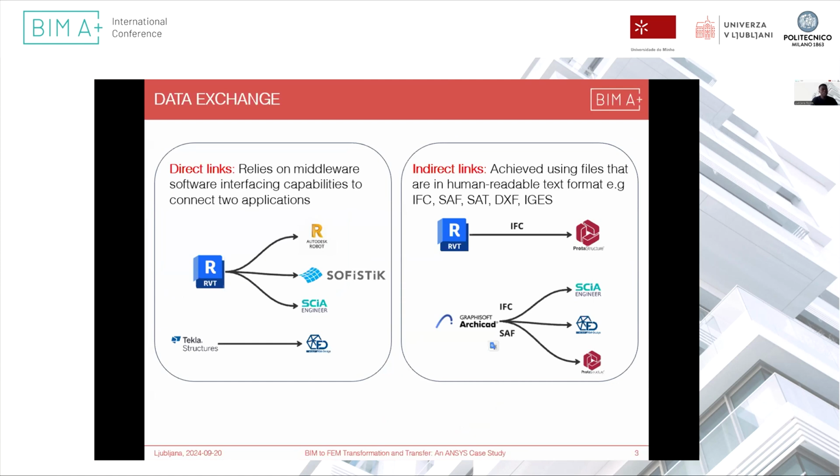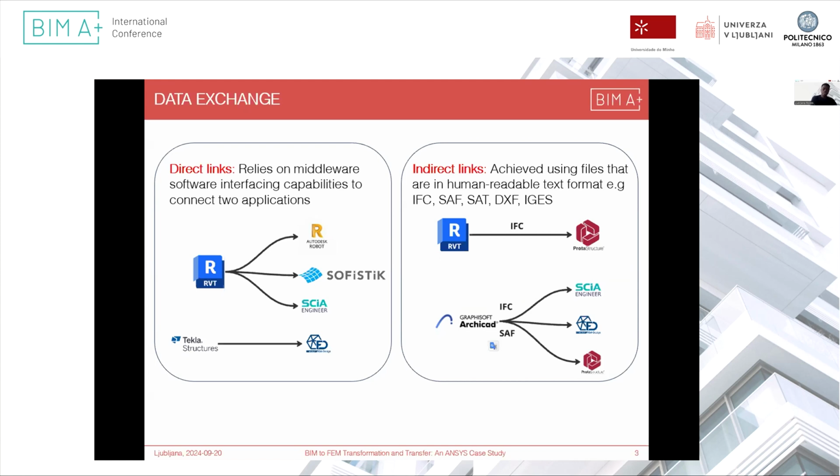So direct links rely on middleware software with interfacing capabilities to connect to applications using programming languages such as C and C#. Examples of direct links are Revit to Autodesk Robot, Revit to Sofistik, Revit to Shear Engineer, and also Tekla Structures to FEM-Design.